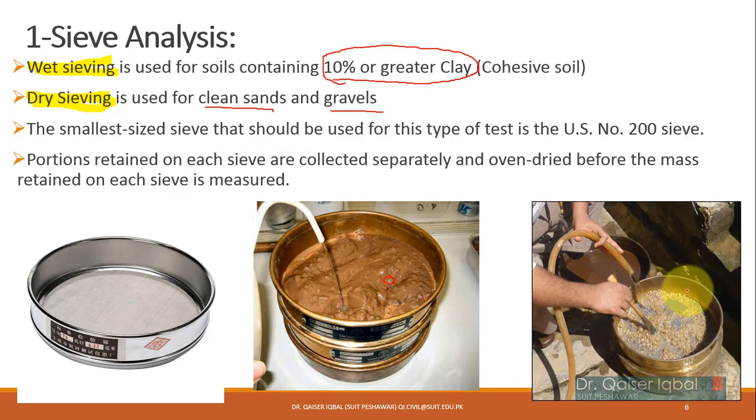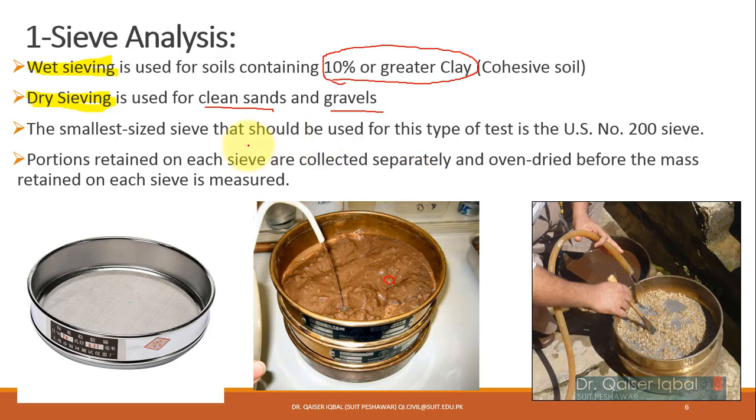So then we will oven dry this sieve. We will take this weight, and this will be the sand or gravel portion, which we will analyze using the dry sieving technique. The portion that passes through this will obviously be the clay or silt portion, and that we will analyze using hydrometer analysis.